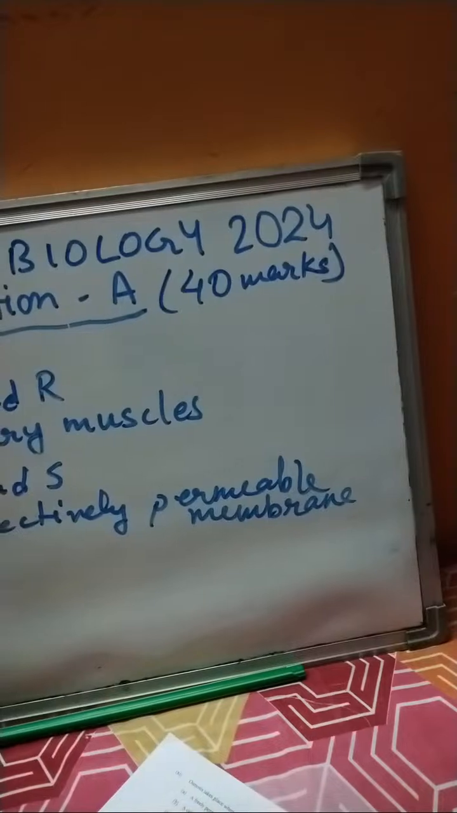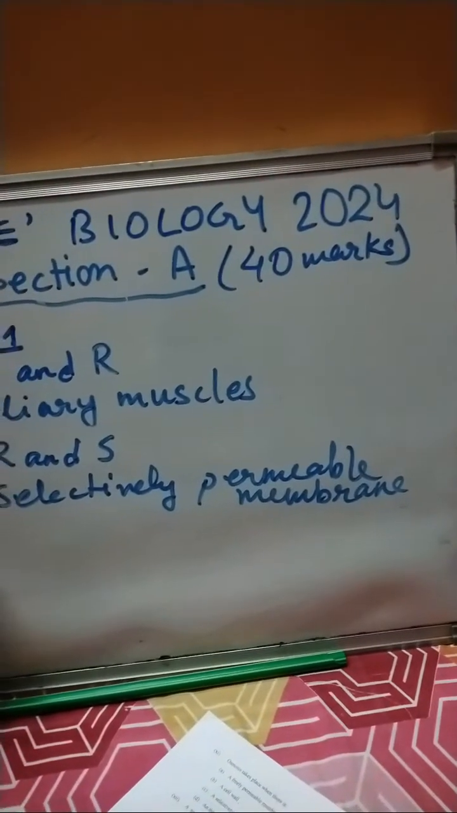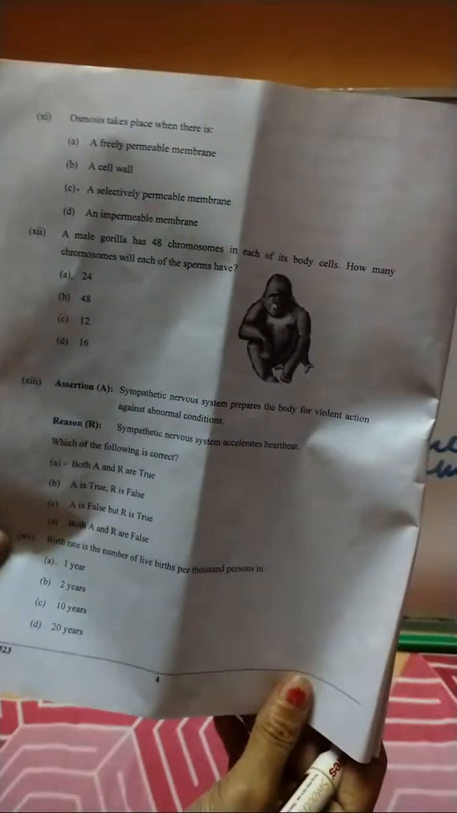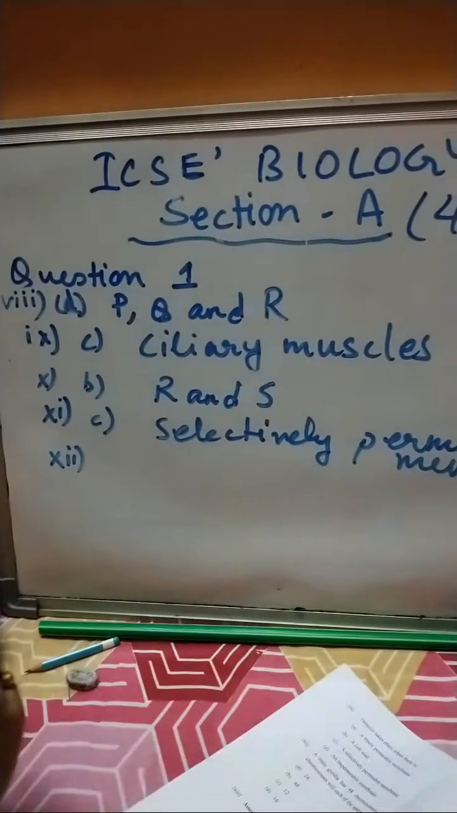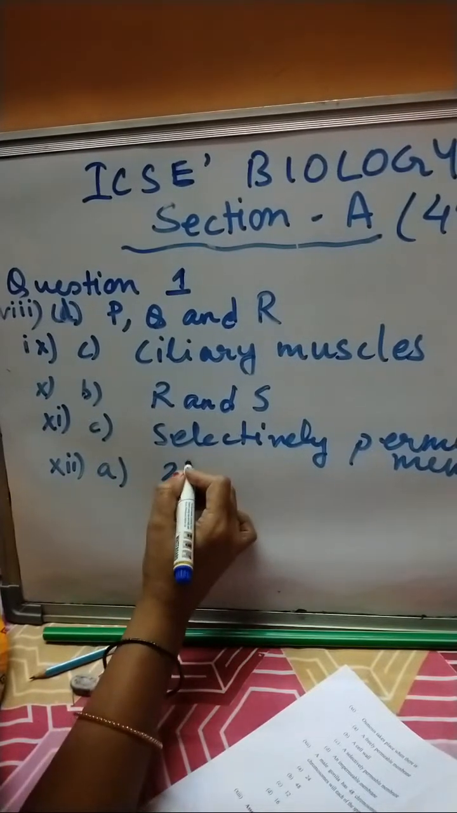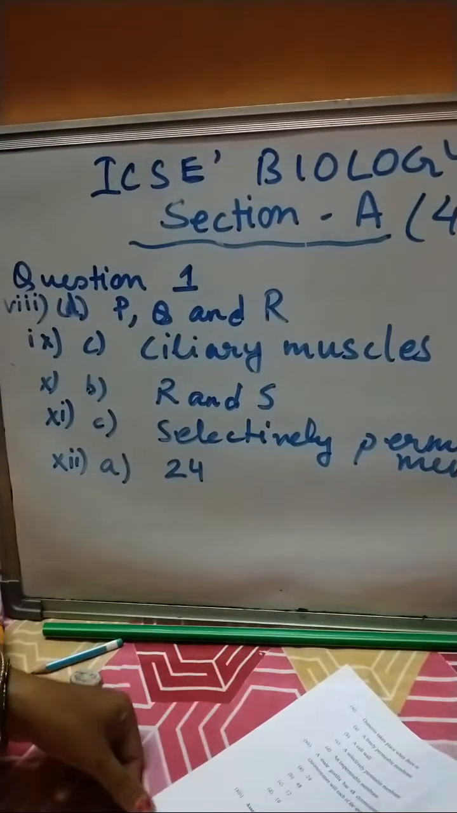The next question, question number 12. A male gorilla has 48 chromosomes in each of its body cells. How many chromosomes will each of the sperms have? Options are 24, 48, 12 and 16. Definitely half the total body chromosomes. So the answer would be A, that is 24. We know gametes are haploid.